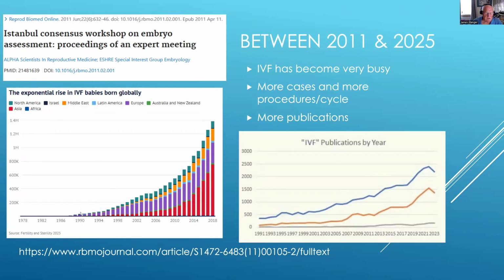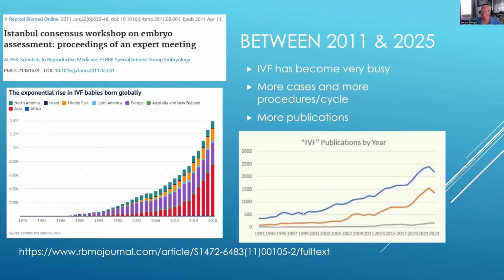If you look at the activity, you can see where there's an estimate of the number of babies born up to 2018. You see this huge exponential rise, and a rise in each different area, but the main one has been in Asia, both China and Southeast Asia. But each individual area is also growing.